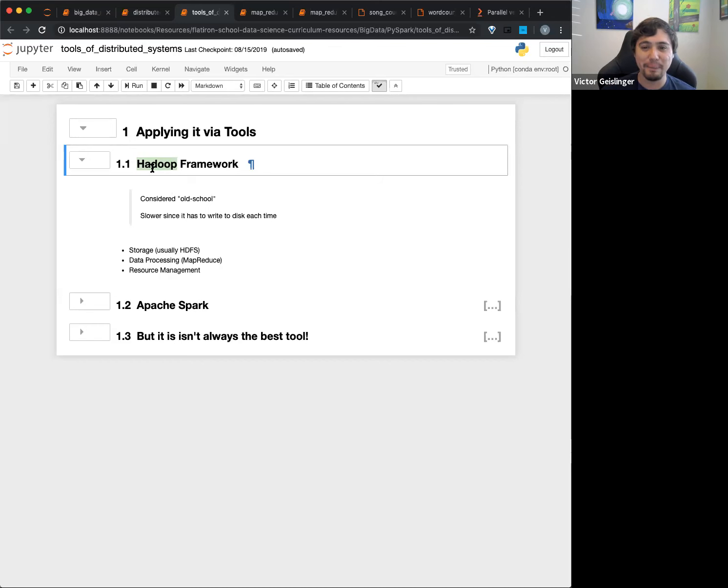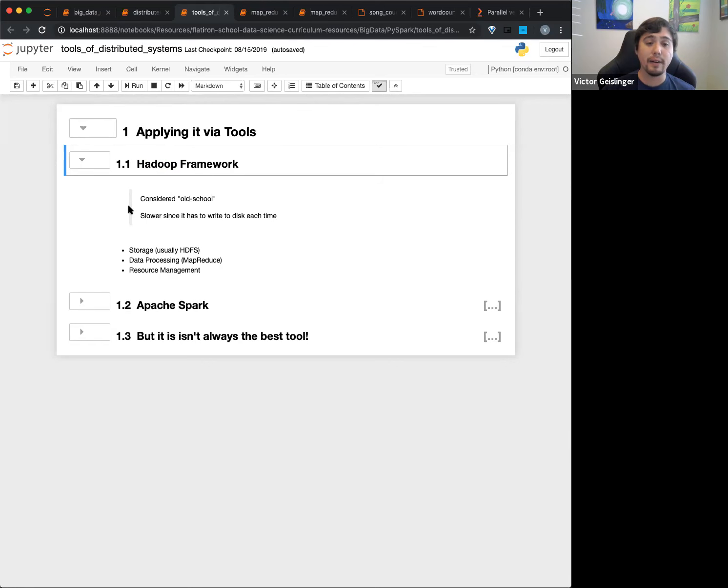But anyway, the Hadoop framework is kind of considered old school. It's not bad in this way. It does tend to be slower because essentially it has to write everything to disk eventually. It's based on Java, but basically it's a really solid platform. I think Facebook still uses Hadoop.